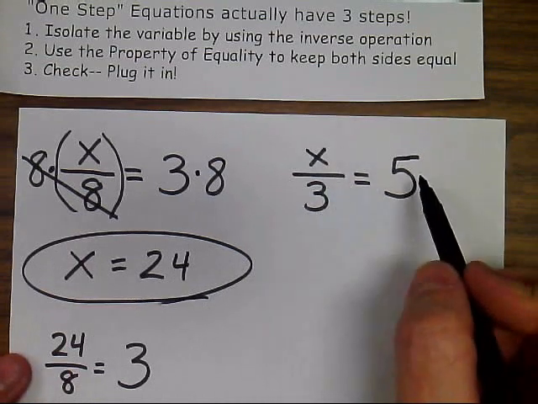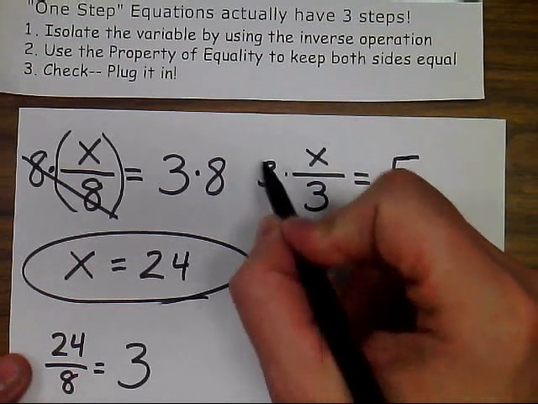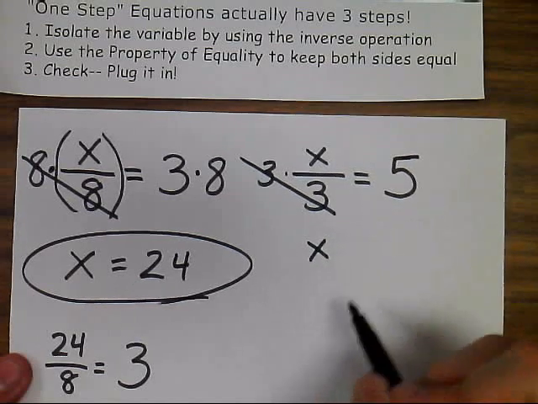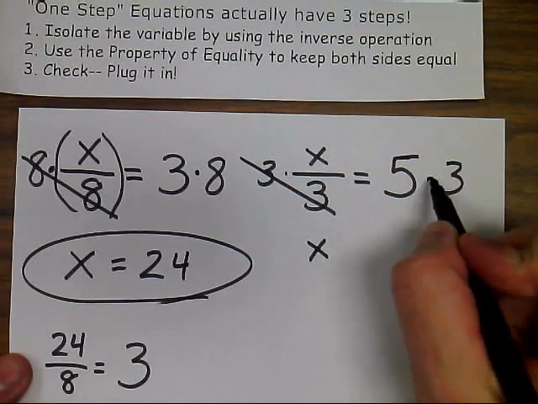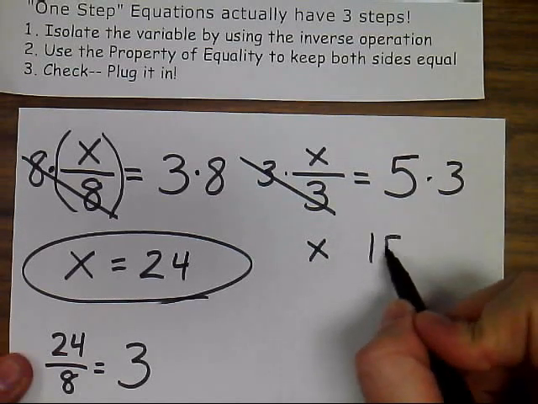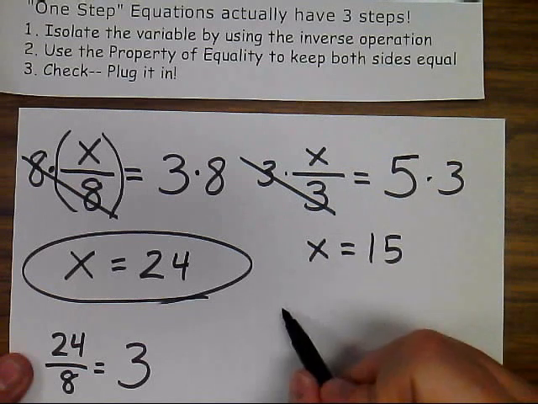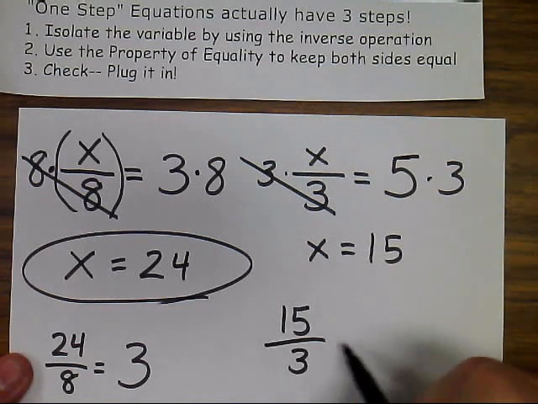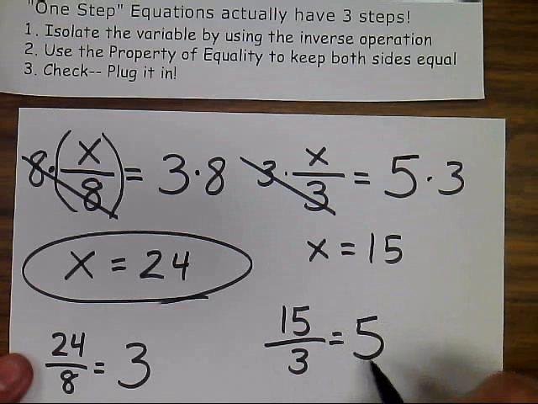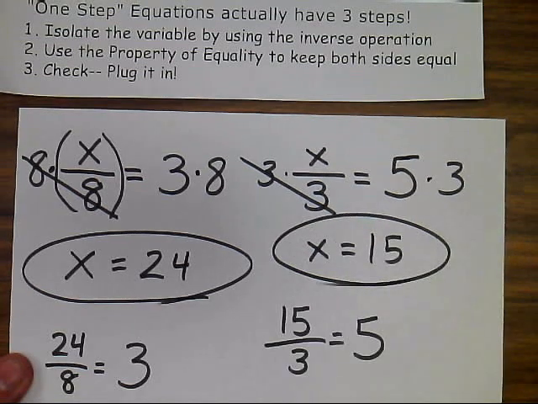In this example, x divided by 3 equals 5. I'm going to multiply all of this by 3 to leave me with x, and then I'm going to do the same thing over here, applying my property of equality, giving me an answer of x equals 15. If I plug in the value, 15 over 3 does indeed equal 5, which means this is correct.